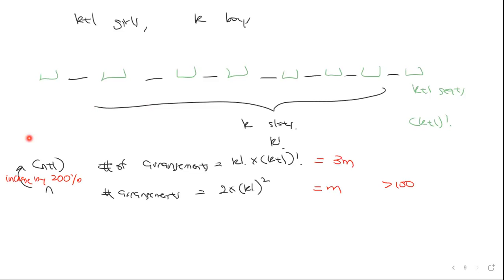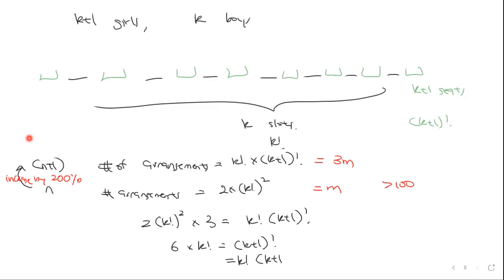In other words, we now have a relationship: 2 times k factorial all squared, times 3, equals k factorial times k plus 1 factorial. And we just solve for k. So you can divide both sides by k factorial. So 6 times k factorial equals k plus 1 factorial. You might want to remember that k plus 1 factorial is k factorial times k plus 1. So we can divide by k factorial again. So that means 6 must equal k plus 1. Okay, so in other words, k is 5.